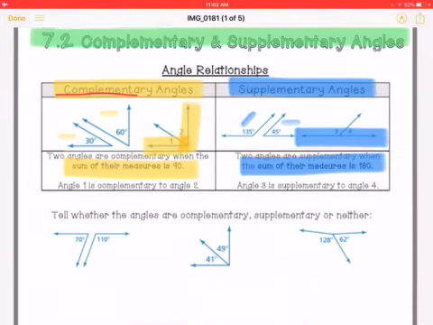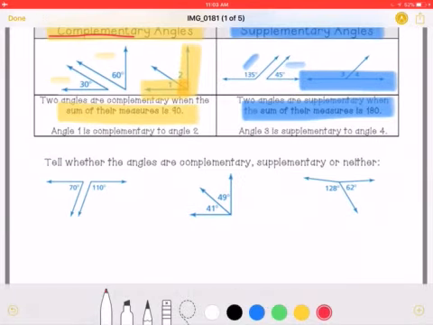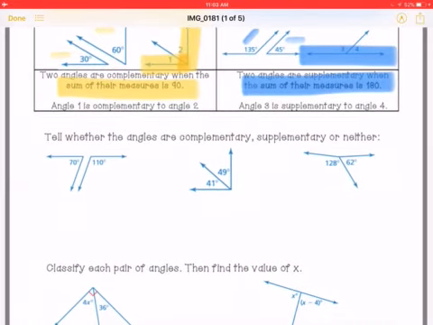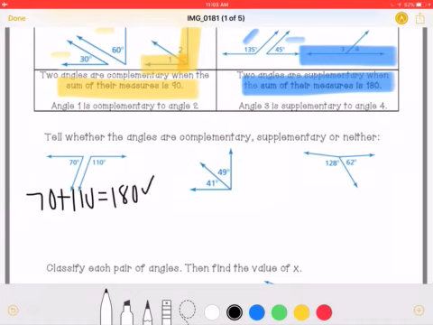Let's go through these examples together down here. We're telling whether they're complementary, supplementary, or maybe they're neither. Maybe they don't equal 90 or 180. So we have a 70-degree angle and a 110-degree angle. If I add those measures together, I in fact get 180 degrees, which is telling me that these two angles are supplementary to one another.